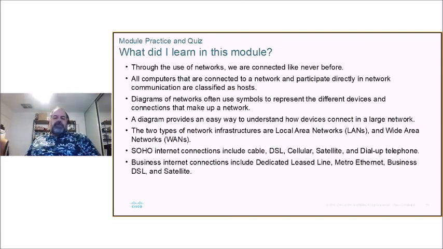Two types of network infrastructure are LANs and WANs, of course differentiated by geography. Small office, home office internet connections can be cable, DSL, cellular, satellite, and dial-up. Business connections can be dedicated leased line, metro Ethernet, business DSL, and satellite.